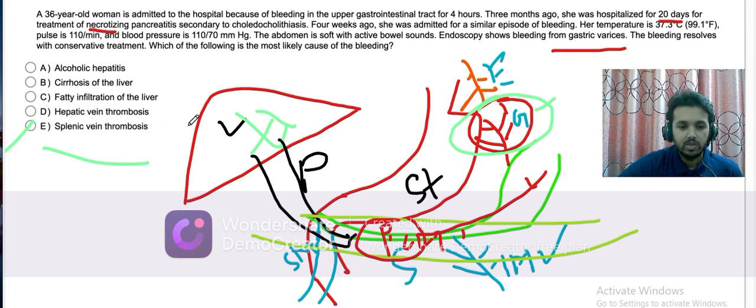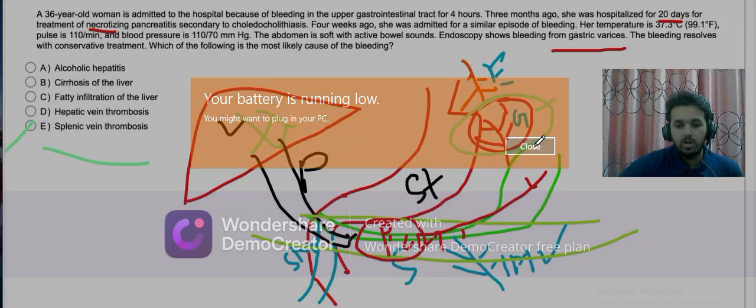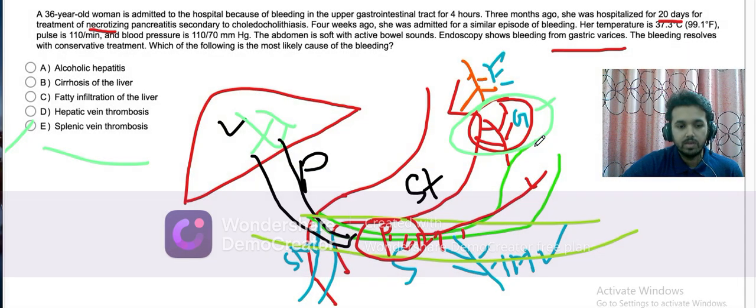Fatty infiltration of the liver is also a very chronic condition, but this question is saying that this is an acute condition. And hepatic vein thrombosis is also called Budd-Chiari syndrome. In Budd-Chiari syndrome, the patient should have right upper abdominal pain, because this is due to the hepatic vein thrombosis, and the patient should have jaundice. So it should not be hepatic vein thrombosis.